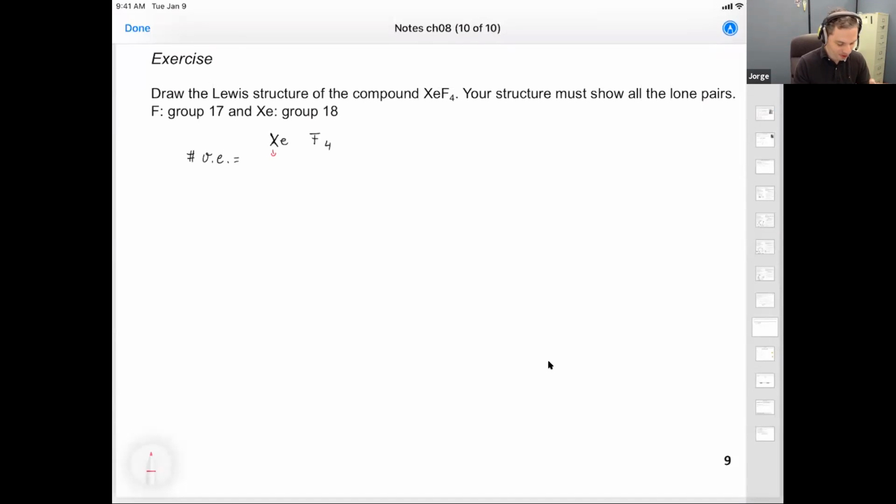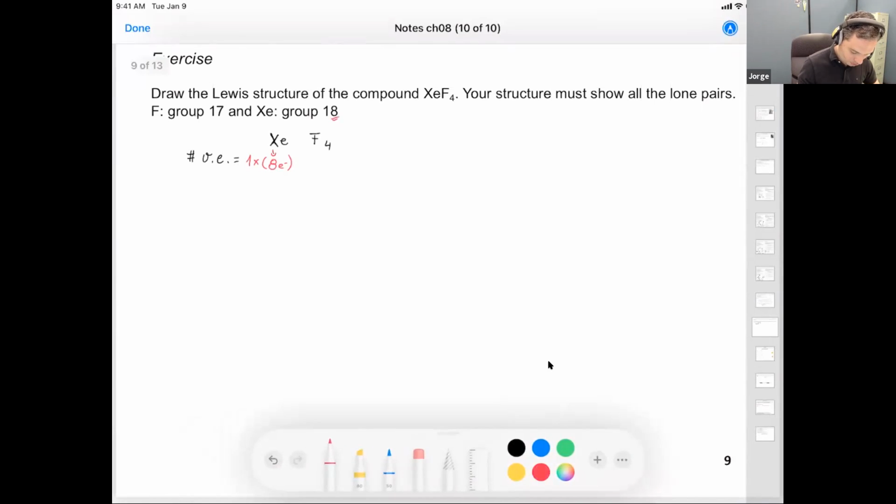Okay, XeF4. Let's count the number of valence electrons. Xenon belongs to group 18, so 18 minus 10, that's 8. So xenon contributes 8 electrons. There is just one atom of xenon in the structure, so let's multiply it by 1.